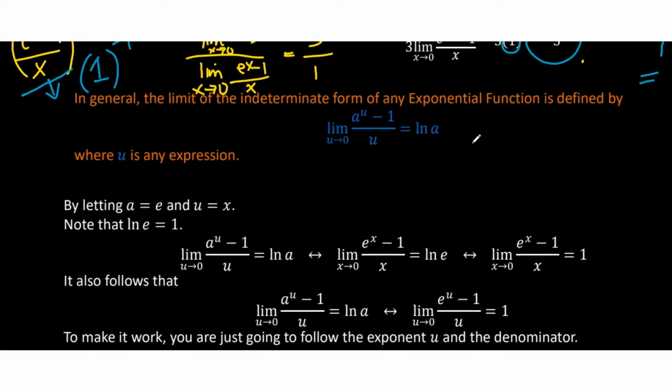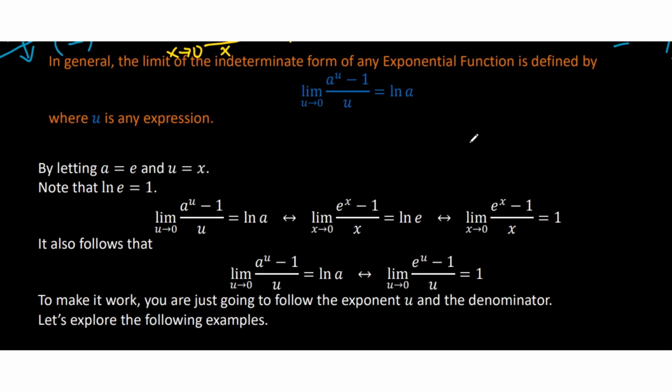Now, in general, the limit of the indeterminate form of the exponential function is defined by this rule. Okay, so wag kayong malito dito. Ang a raised to u minus 1 over u as u approaches 0. Ngayon dito, with respect to u na. Okay? Not x. Pero itong u na ito, ang ibig niya lang sabihin, expression siya. So kahit anong gamitin mo daw na u, basta kapareho niya yung nasa denominator na u din, at u approaches 0, tapos ang sagot mo lang daw is ln of a.